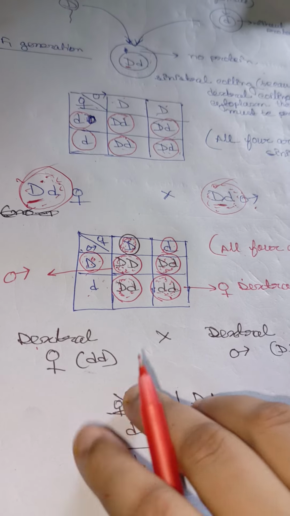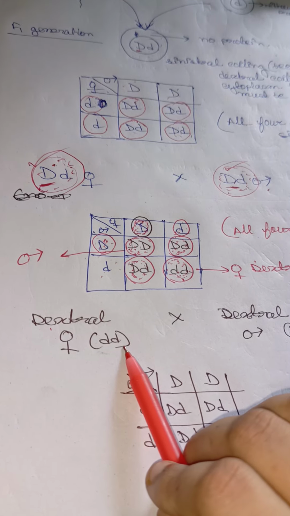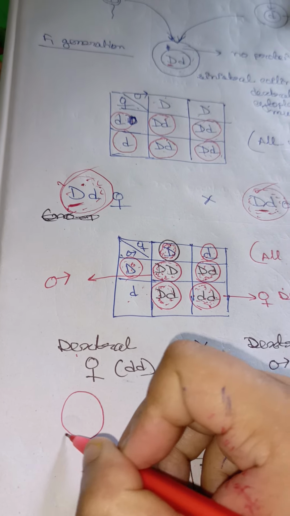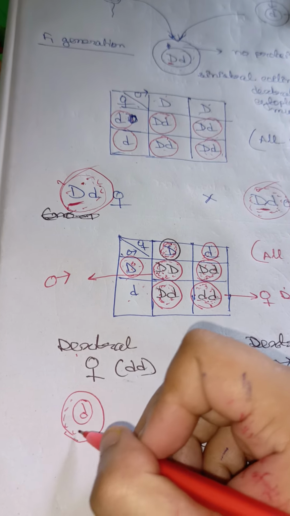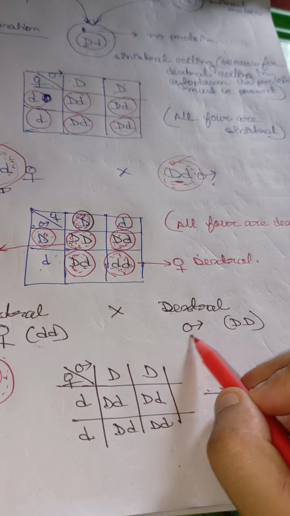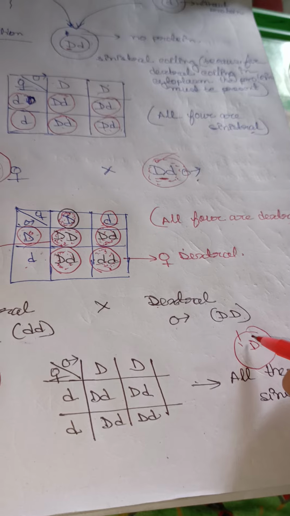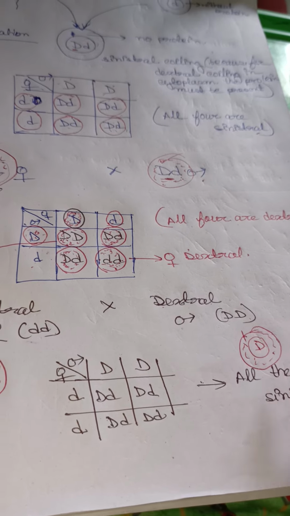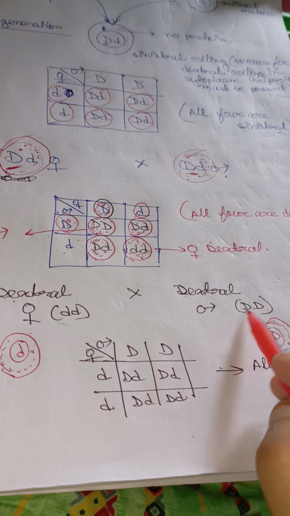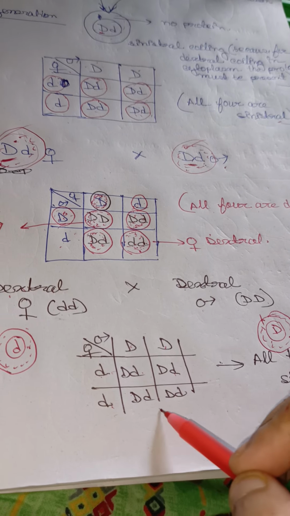Now you can tell me, ma'am, what will happen if a dextral female, dd, dextral means in their cytoplasm protein is present, that's why it is dextral, and the male is dextral DD, here also in the cytoplasm the protein is present. So what will be the offspring? Big D, small d, big D, small d, big D, small d.